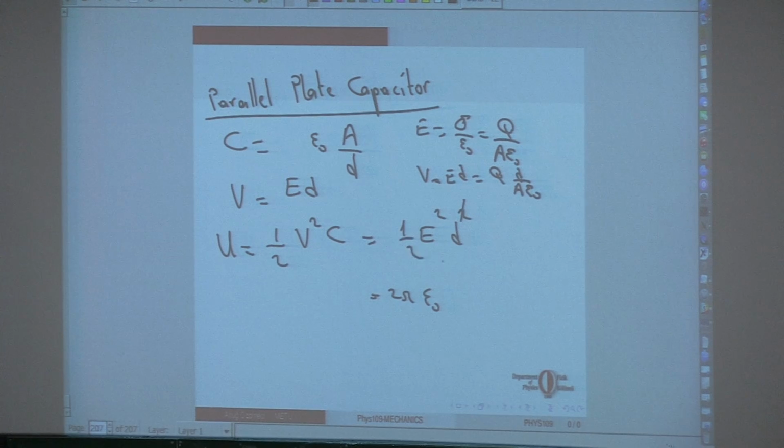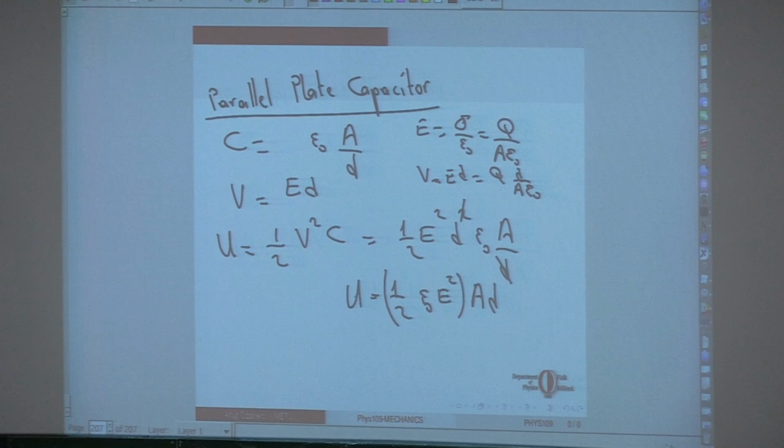One over 2 epsilon 0 A over D. 1 over 2 epsilon 0 E squared times A times D. Well, this is another expression for the energy stored in a parallel plate capacitor.